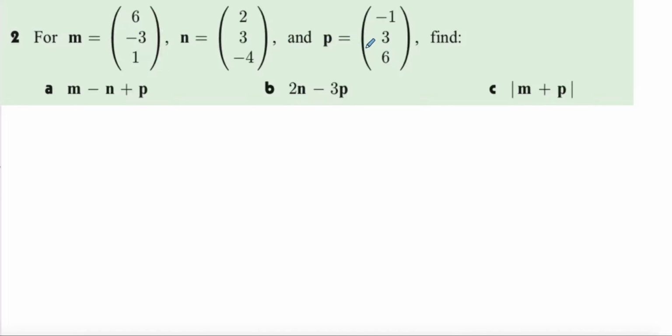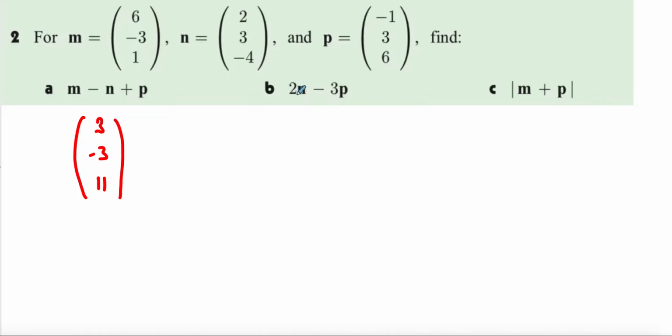So we have three vectors here. First, find m minus n plus p. So that means this is the same thing as 6 minus 2, and then p is as it is, which is minus 1. So we get 3 for the first one. Negative 3 minus 3 becomes negative 6. But plus 3 becomes simply negative 3. Lastly, 1 minus negative 4. That means we end up getting 5, and then plus 6 becomes 11. So that becomes our first vector.